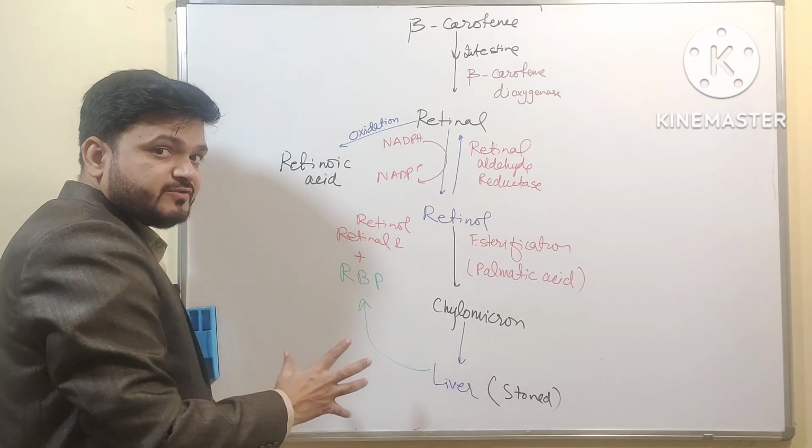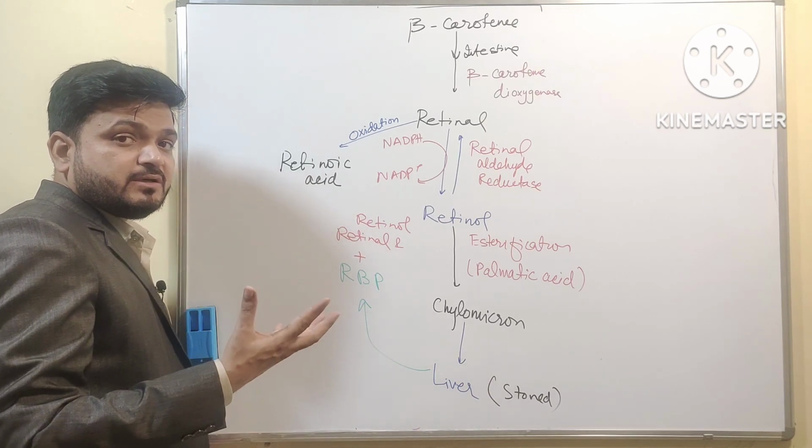Then every cell of the body needs vitamin A. So how does it have to go?